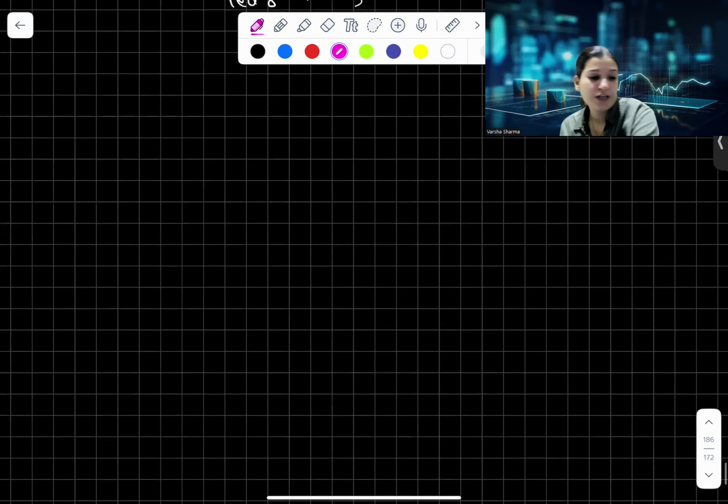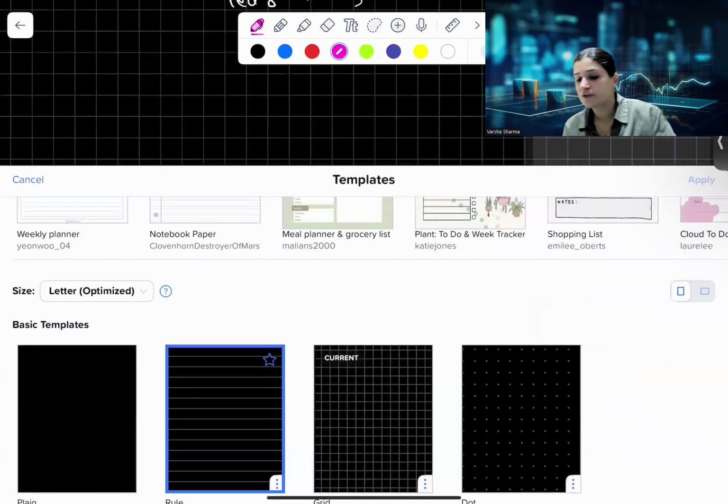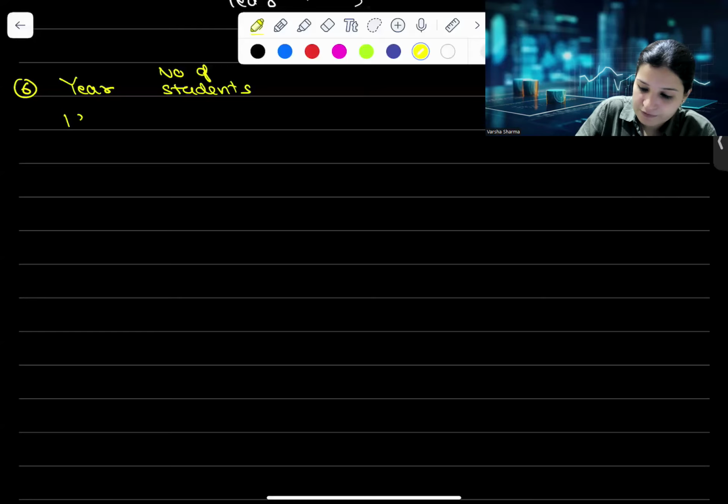Next. Question number 6. 5 year moving graph. So the question is year and number of students. 93 to 2002.